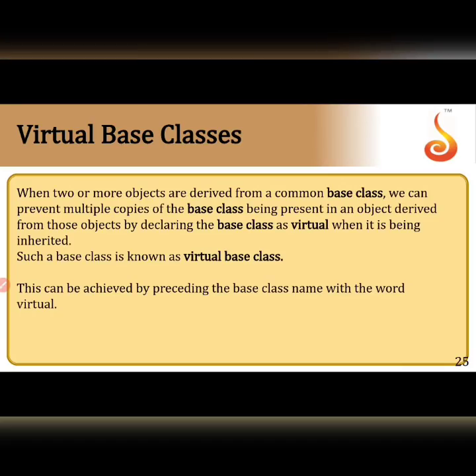So when two or more classes are derived from a common base class, we can prevent multiple copies of the base class being present in the derived class by declaring the base classes as virtual when they are being inherited. So that is why we need a virtual base class. When we declare the base class as virtual, it will make sure that only one copy of it gets inherited by the derived class, so that it will not give rise to any ambiguity.